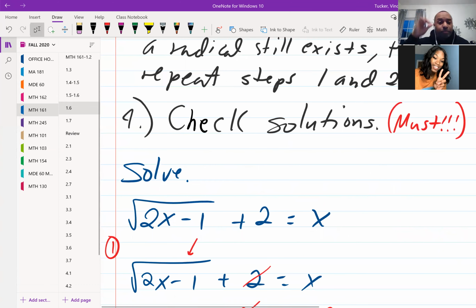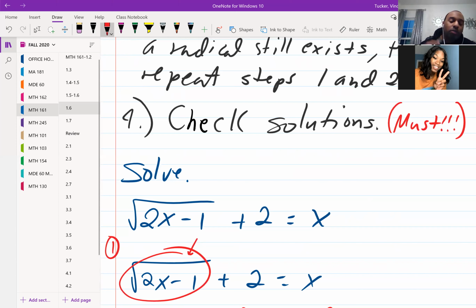Okay, so let's look at the first one. Square root of 2x minus 1, plus 2, equal to x. So we notice that the plus 2 is not under the radical. So the first step here is to isolate the radical. That means we want to get this expression on one side by itself.